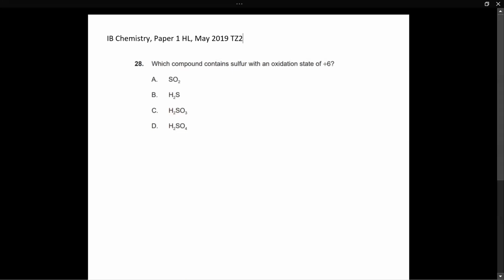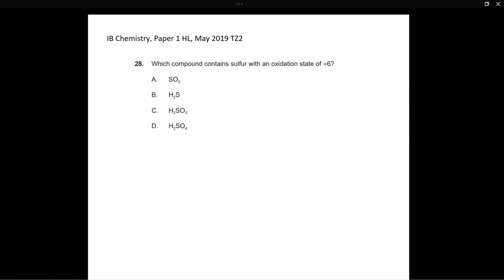In this video, we're going to be taking a look at a question from the IB Chemistry Paper 1 HL from the May 2019 batch, and this is from time zone 2. Now, this question asks us, which compound contains sulfur with an oxidation state of +6?